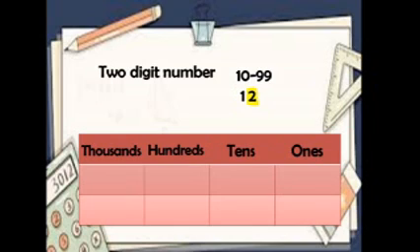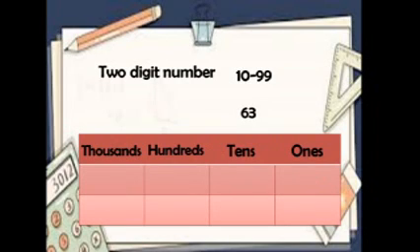So, it means that we are going to write the number 2 at the ones. Very good. And look at the number beside the number 2. We have the 1. So, it means if 2 is in the ones, then 1 is in the tens. Very good.